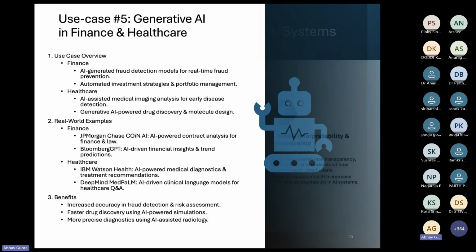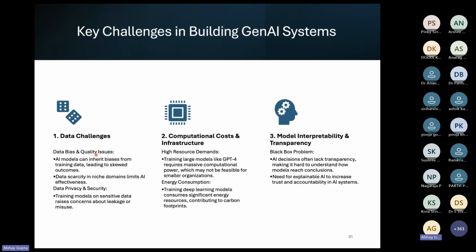So what are the key challenges? Again, data is one challenge. I talked about it earlier also. Data biases and quality issues. The second part is scarcity in niche domains. For example, let's say most of the documents that have been used are in English, right? I gave one example. And if you're working in a particular domain, you might not have enough public documents available. The second problem is computational cost.